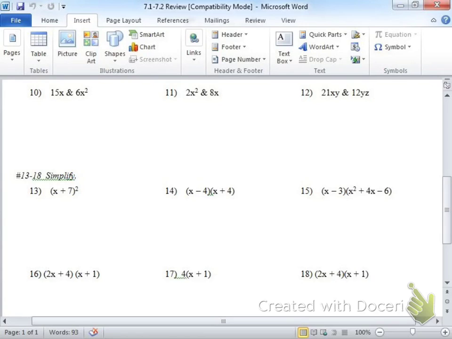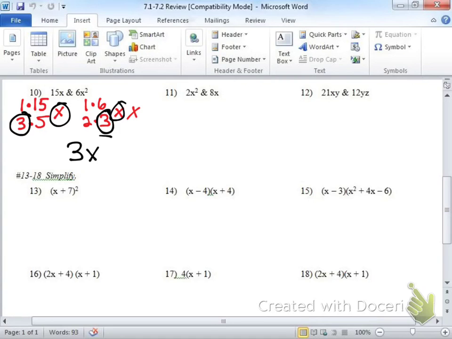Alright, so let's finish up the last row of the GCF section, just the way we've been doing with lists. So for 15, I have 1 and 15, I have 3 and 5, and then a single X. For 6, I have 1 and 6, 2 and 3, and then 2 X's. So check out the numbers first. The greatest number that they have in common is a 3. And then they each have just 1 X in common. So that's 3X.